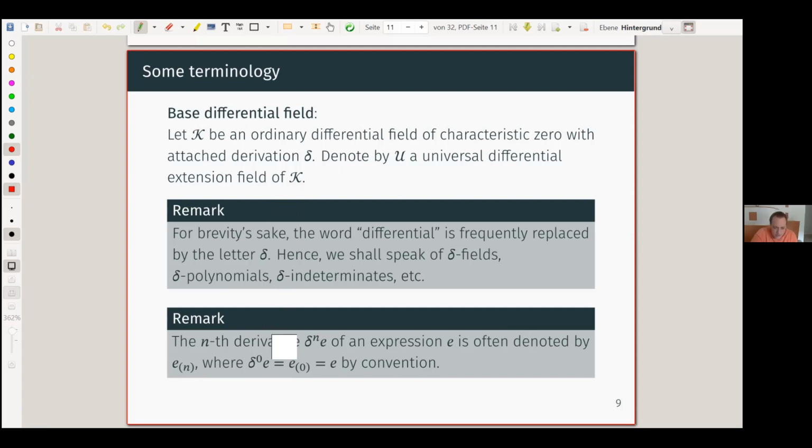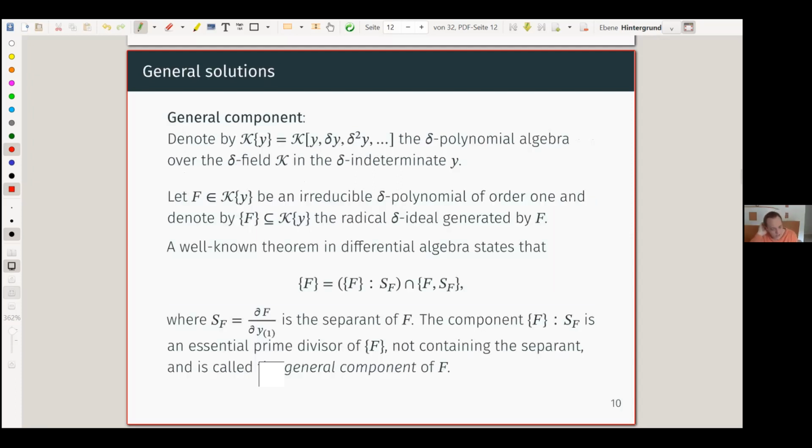And I will typically denote the nth derivative of an expression by E sub (n) in parentheses. And the zeroth derivative is just the expression E itself. All right, since we are doing differential algebra, we have a very neat way of characterizing what we mean by a general solution. And this is something that is known by everybody who has studied differential algebra.